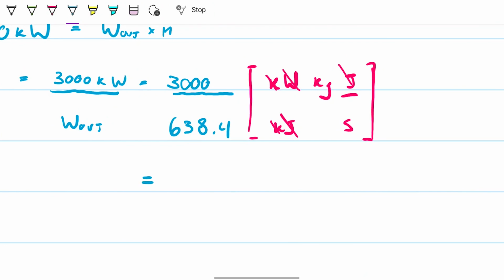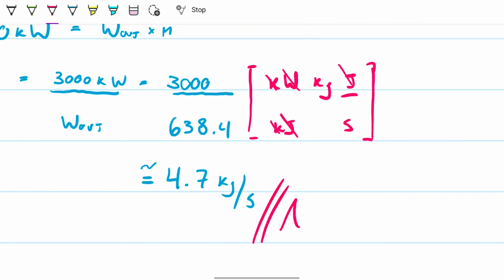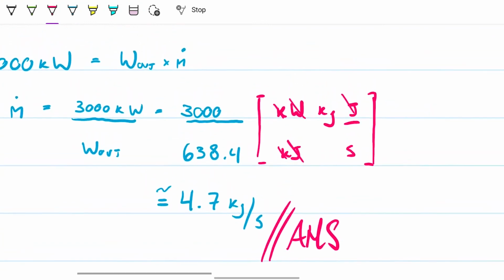So the mass flow rate is 4.6992, and that keeps going. Let's approximate that to 4.7 kilograms per second, approximately. That would be the amount of water that's going through my turbine every second. So every second, 4.7 kilograms of water is going through the turbine we just analyzed, and that is generating 3,000 kilowatts, meaning 3,000 kilojoules every second.